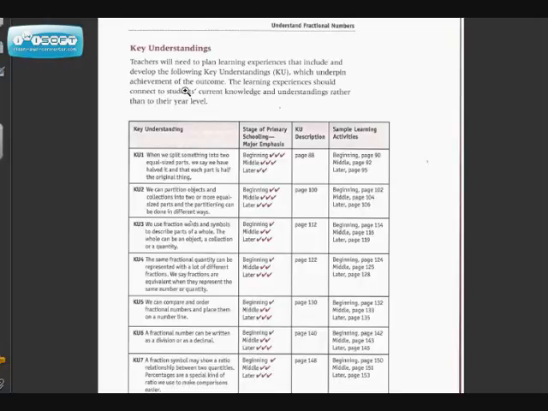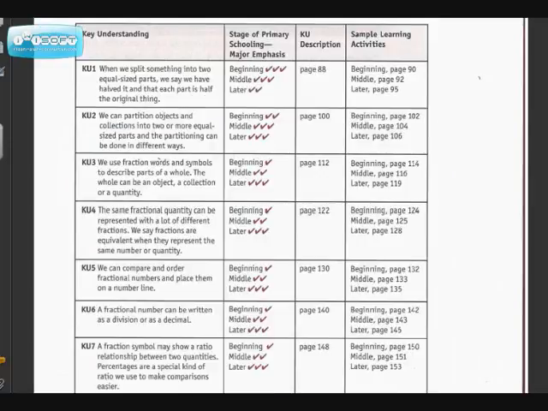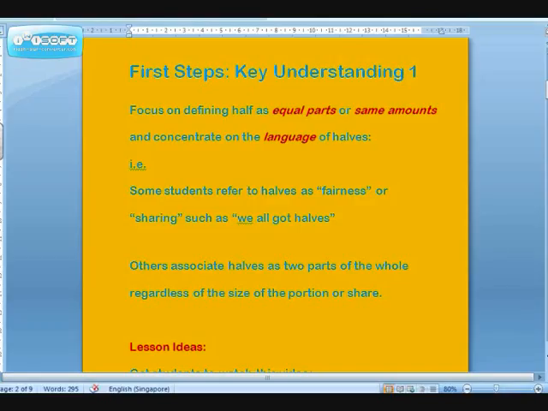Notes section. On page 5, there are 7 key understanding areas that kids need to understand with fractions through primary school. Each key understanding area needs to be understood before you go on to the next one. And in key understanding area 1, the understanding is that when we split something into 2 equal-sized parts, we say that we have halved it and that each part is half the original thing.